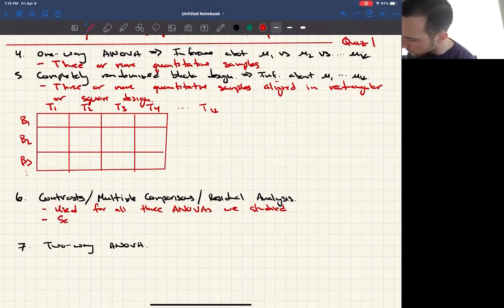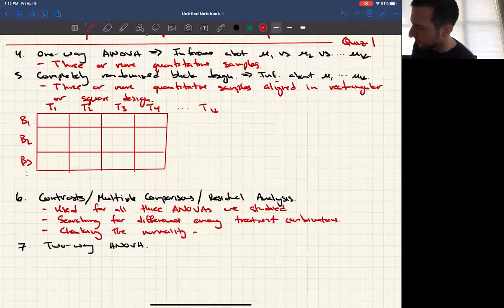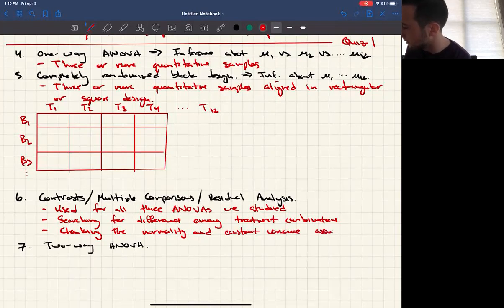Okay, so searching for differences among treatments combinations and checking the normality and constant variance assumptions.